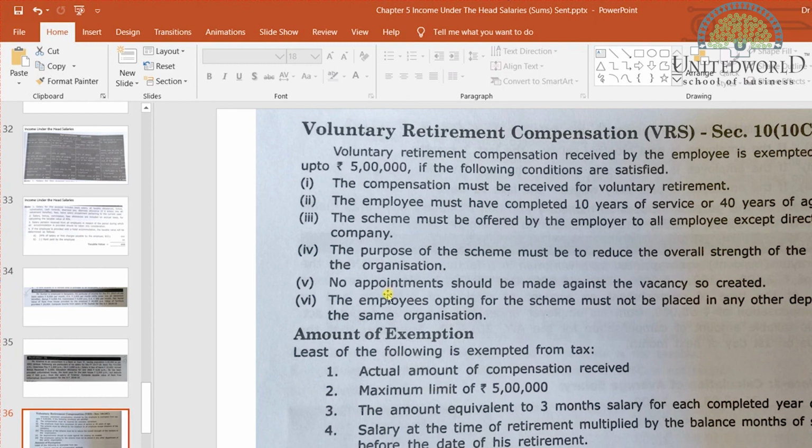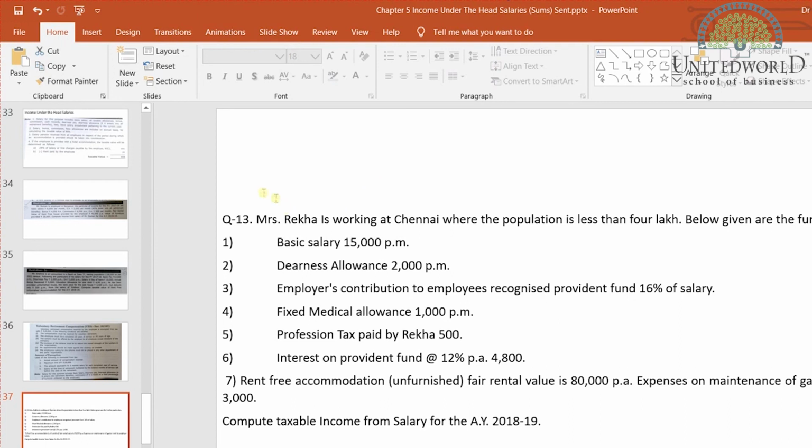So let's move to the next slide, and let's end this video here. We will see the next sum, maybe this one, Mrs. Rekha is working at Chennai. This sum we will see in the next video.